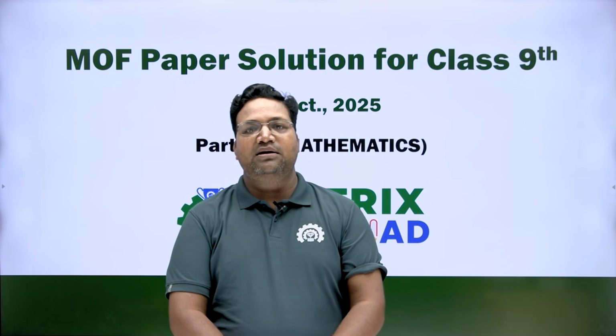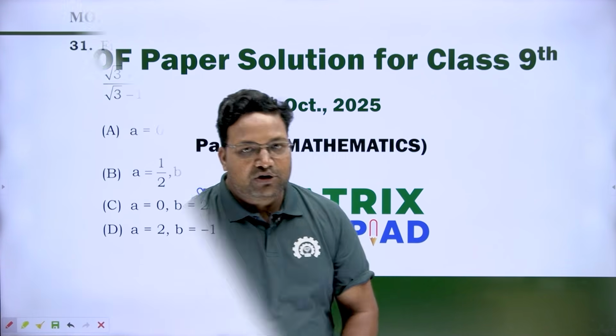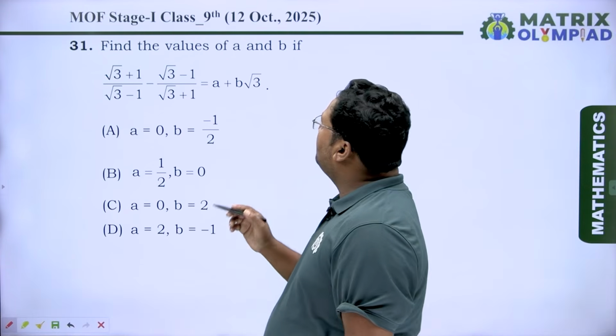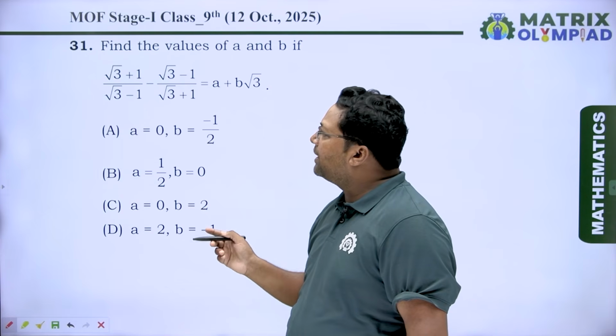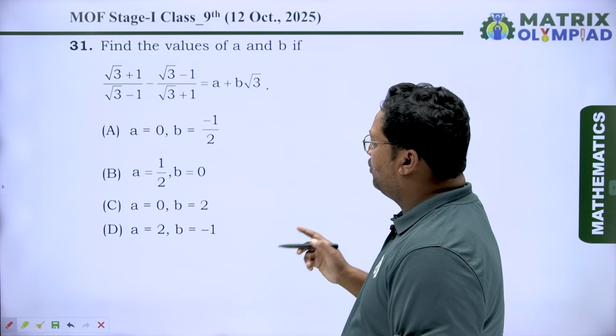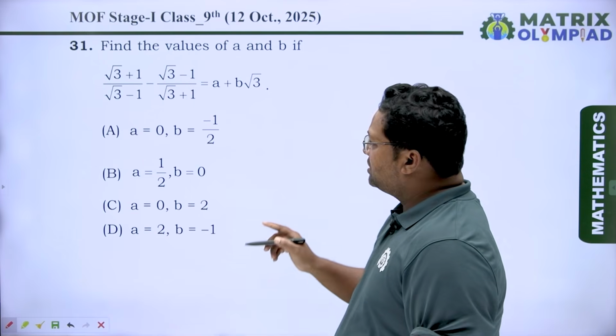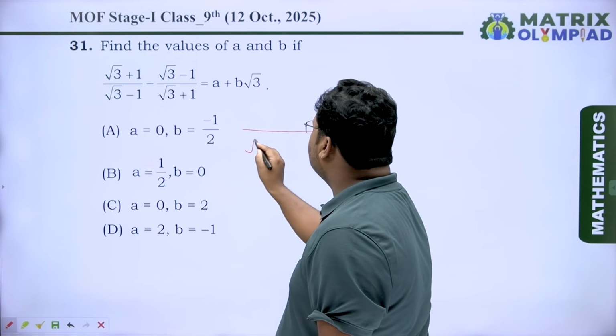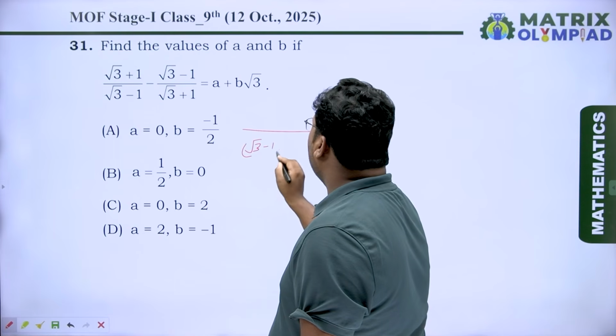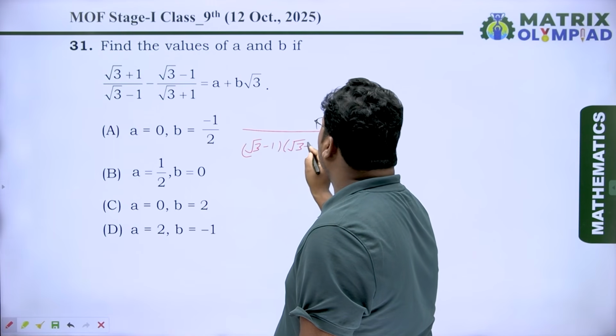Hello friends, welcome to the Matrix Olympiad exam. Now we will discuss the solution of the mathematics part. Coming to question number 31, find the values of A and B if root 3 plus 1 upon root 3 minus 1, minus root 3 minus 1 upon root 3 plus 1. First of all, we have to take the LCM here. So the LCM is root 3 minus 1 into root 3 plus 1.